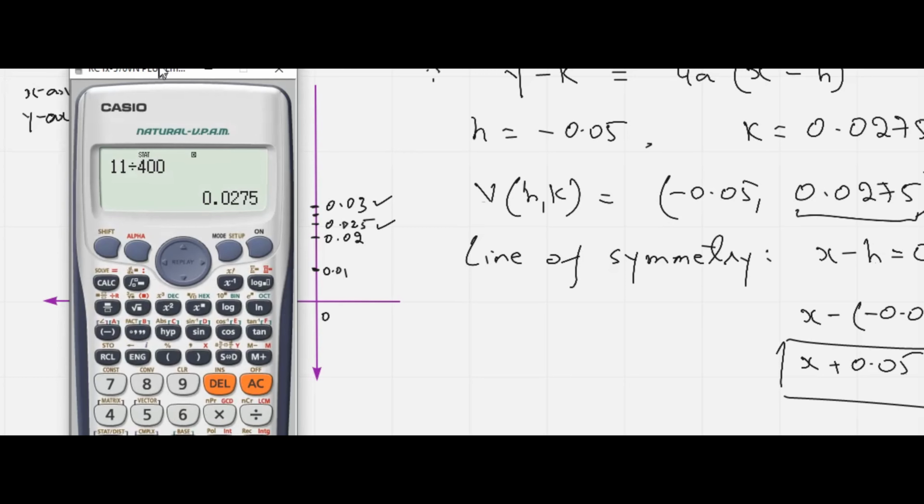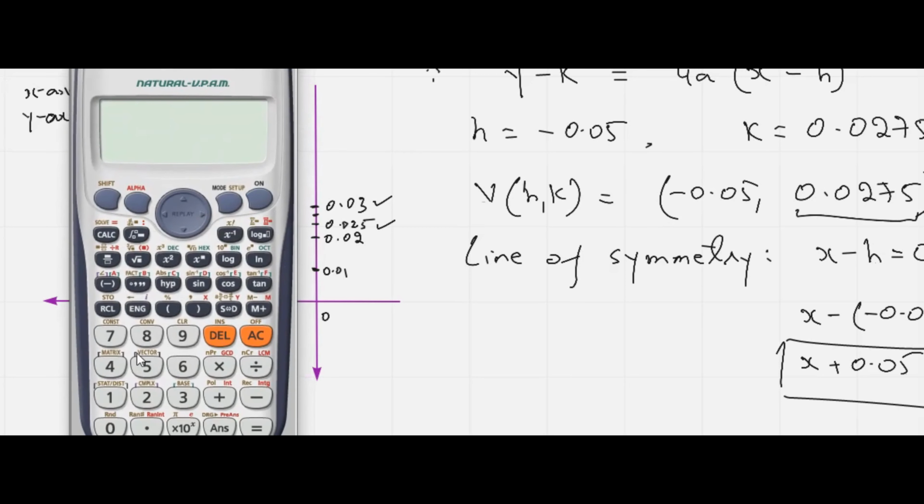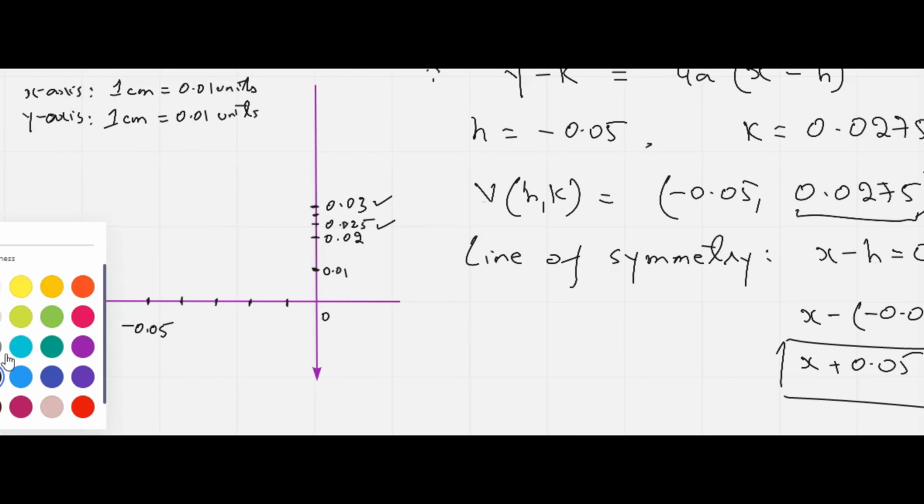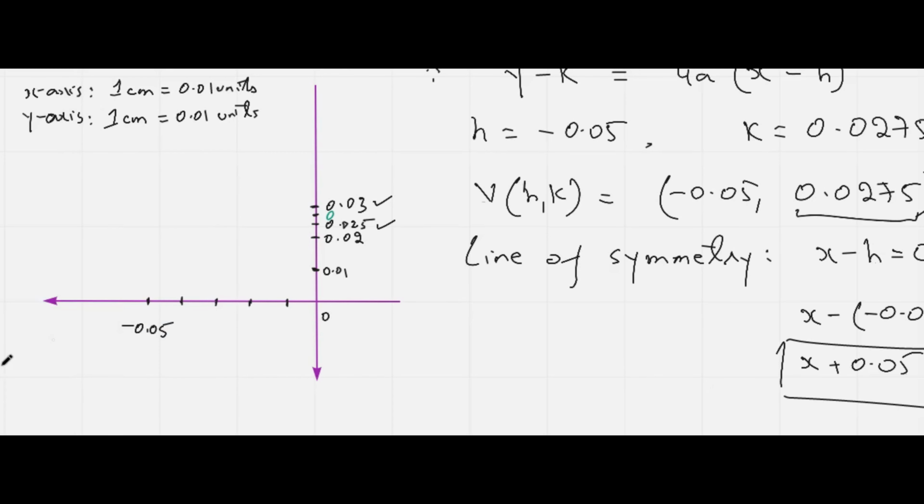Let's check over here. 0.03 plus 0.025 divided by 2, it is giving me this. Exactly the same value. So the midpoint of 0.025 and 0.03 is actually 0.0275. I must write with a different color to make it eye-catching. That's the point. Okay, now what to do?